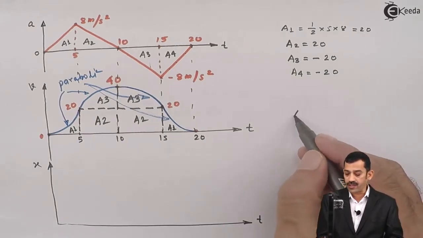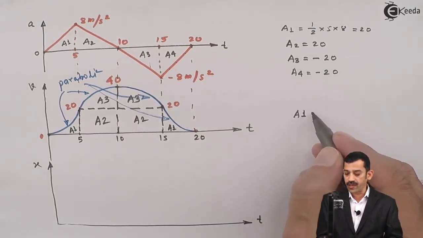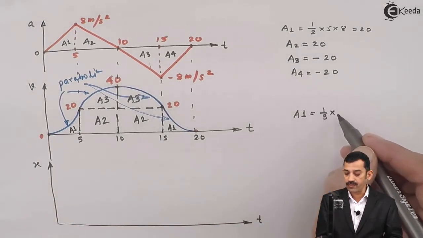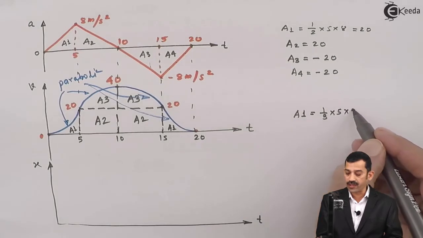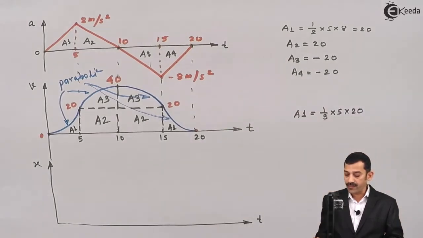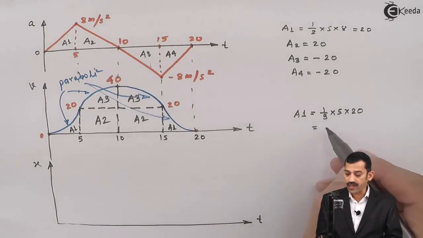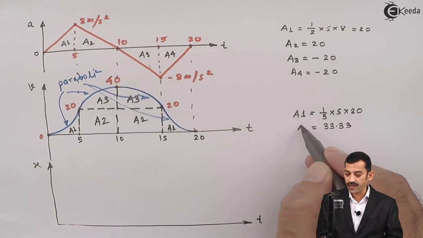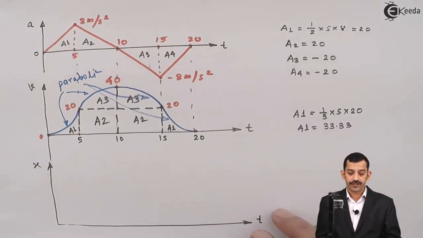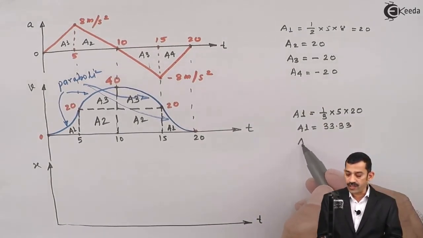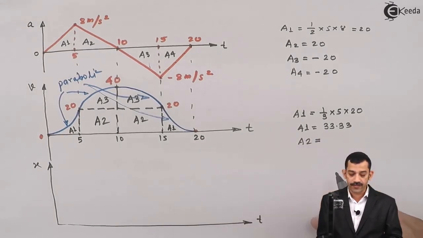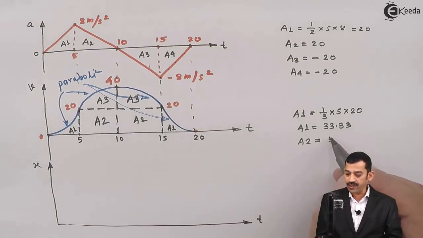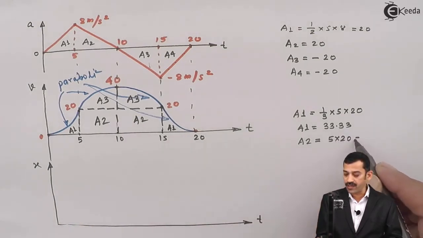That means in this VT diagram, area A1, if we find it out, is 1/3 of base into height. Base is 5, height is 20. That means 20 into 5 is 100, and it's 1/3. That means A1 area is 33.33. Next, area A2 is very easy because it represents a simple rectangle. As it is a rectangle, base is 5, height is 20. That means it is base into height. What area will we get? 100.